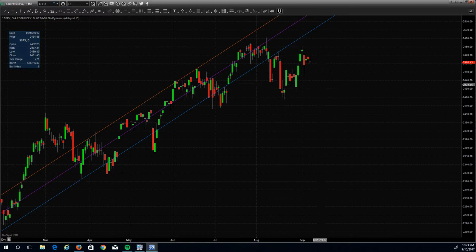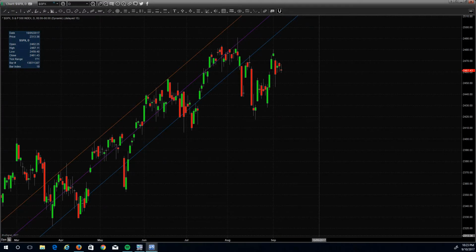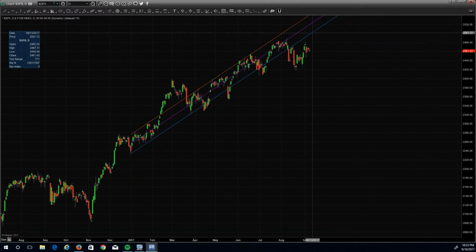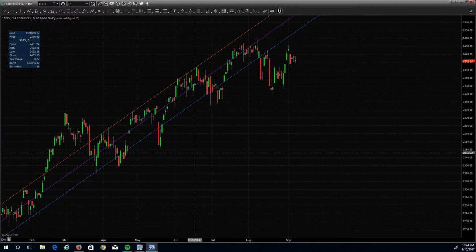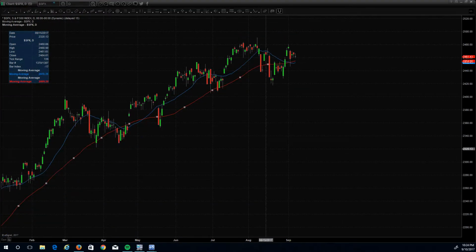So as time progresses, if markets do decide to go past this 2490 level, I could possibly use one of these levels over here as resistance, which eventually could become support. So it's a good idea to keep these levels in your mind and be aware of them. Let's move on to the moving averages.